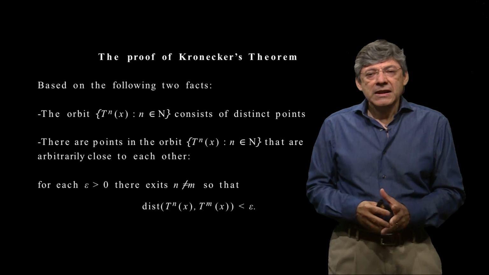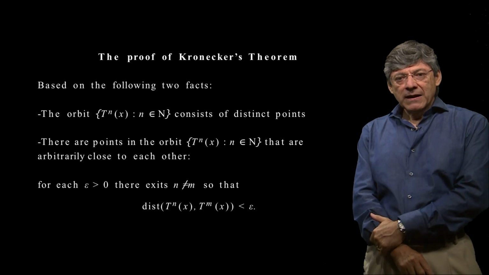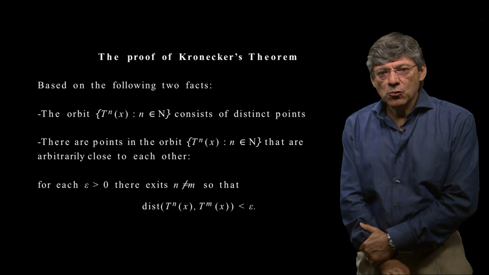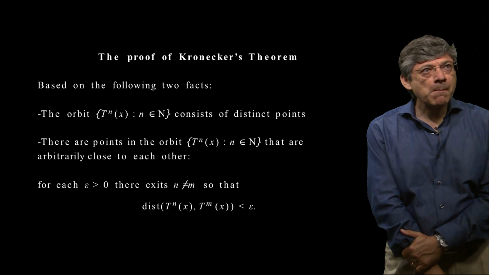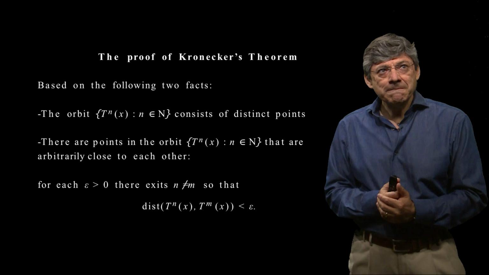Okay. The proof is based on two facts. First, we will prove two facts. The first one is that the orbit consists of distinct points. Take x, and look at t to the n of x over all integers n.